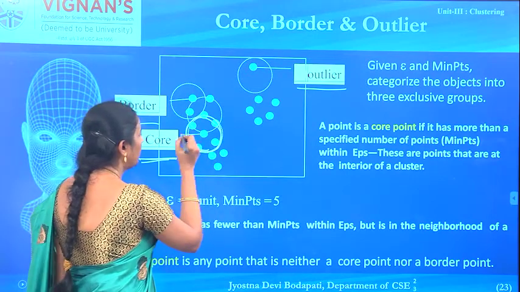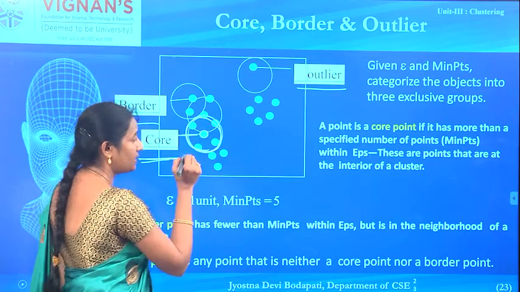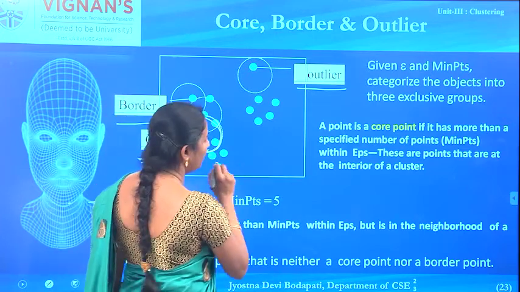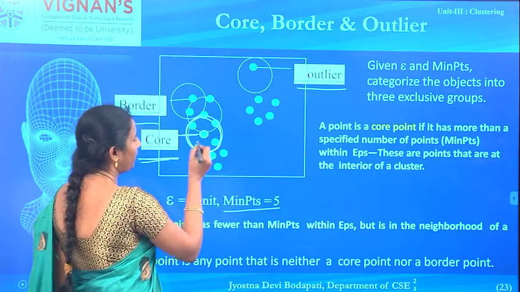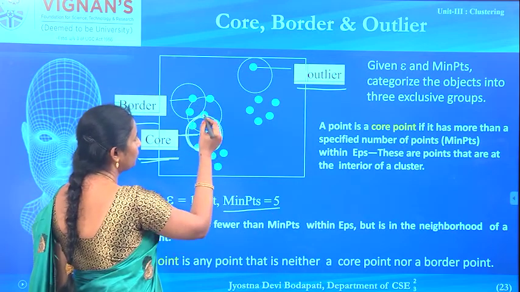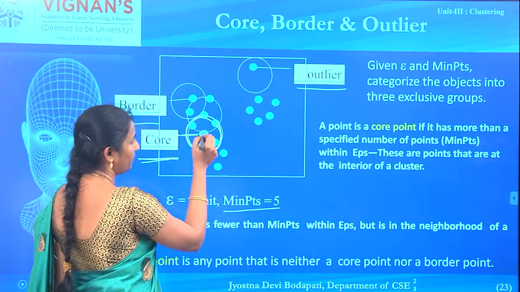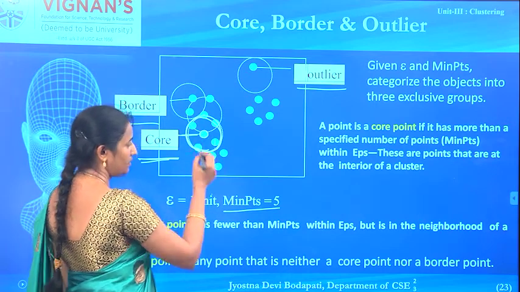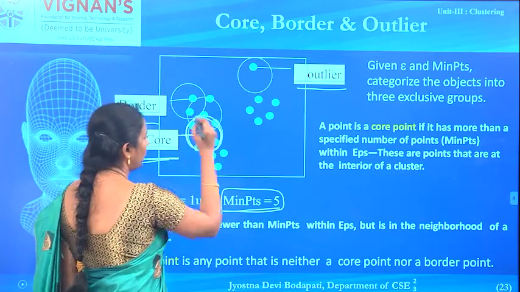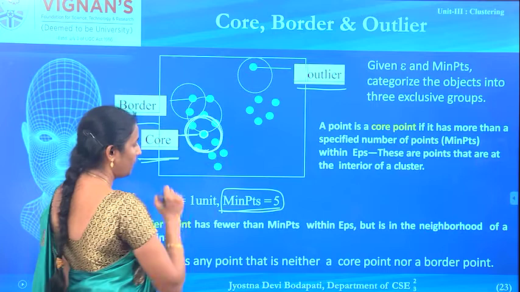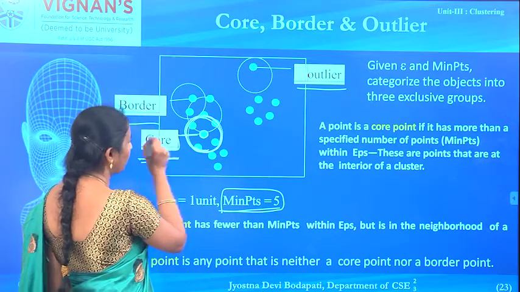If you observe this, this point is a core point. What is the reason? If you assume that the minimum number of points is 5, how many points does this element have? 1, 2, 3, 4, 5. Even if you include this, it is 6, right? So the minimum points is 5, only 5. So I have 6 points in the nearest neighborhood of this point. Now I can call this point a core point.